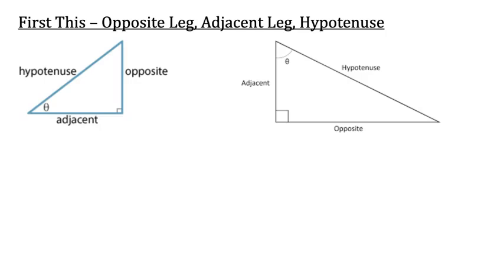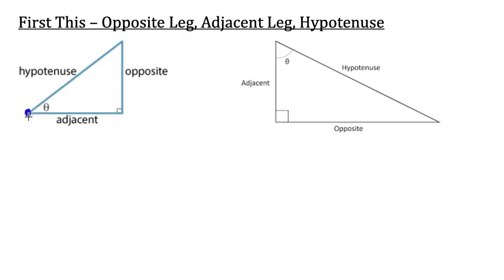Okay, first things first. It's important to be able to label the three sides of a right triangle as the hypotenuse, the adjacent leg, or the opposite leg. So let's get that figured out. Now, I always like to start with the hypotenuse because that's always across from the right angle. So the little box indicates that it's a right angle, and the hypotenuse is the side across from that right angle.